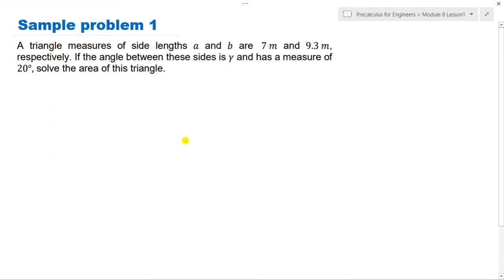So, for problem number 1, a triangle has sides A and B with lengths 7 meters and 9.3 meters. So, the figure and data.